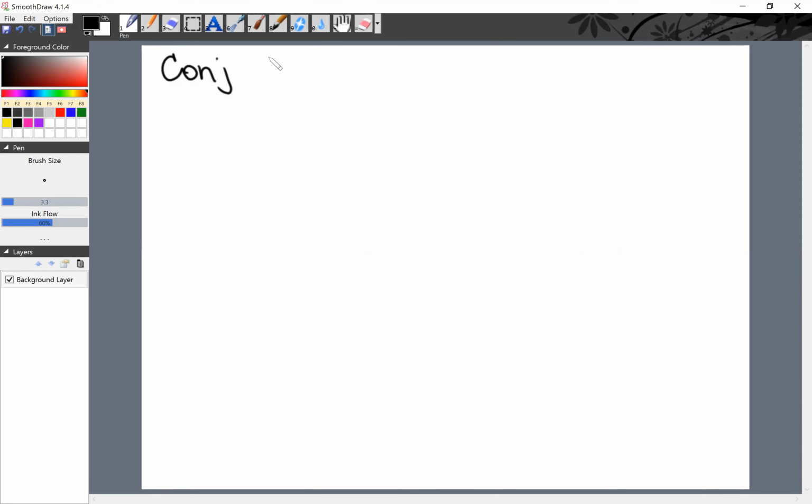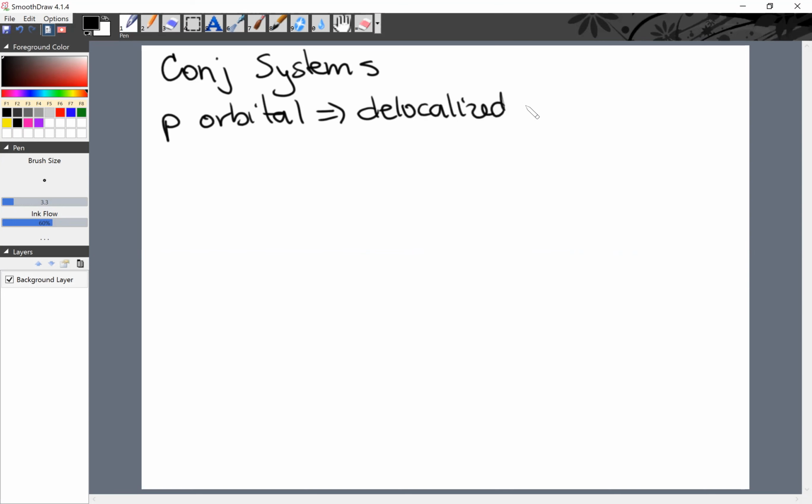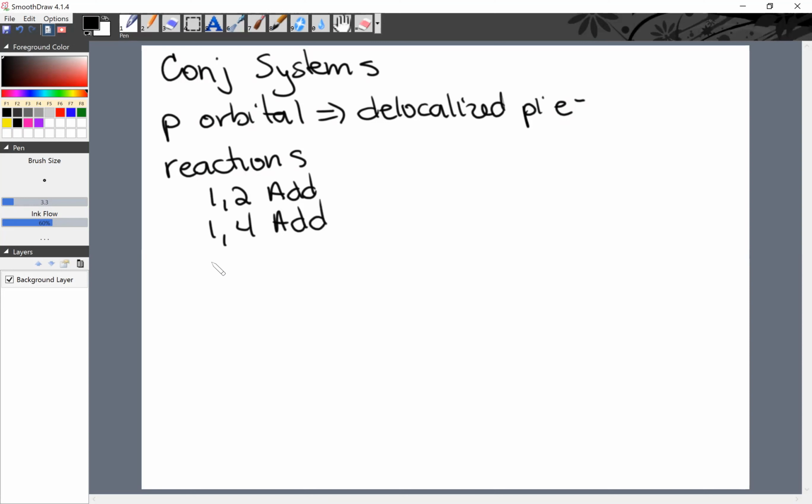Just as a review of conjugated systems. All right, everybody has to have a p orbital, which means we have delocalized pi electrons. How are we going to use those in our reactions? If you look on your reference sheet, I have one area underneath the alkenes called conjugated alkenes. You saw 1,2 addition, 1,4 addition, and the deal's over.